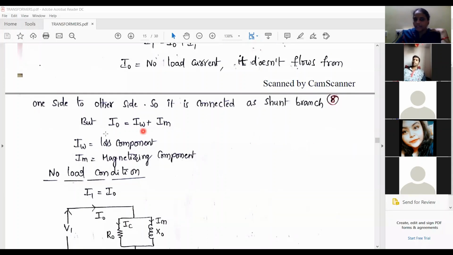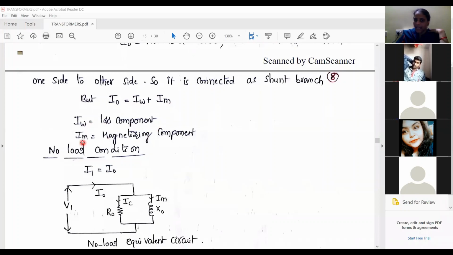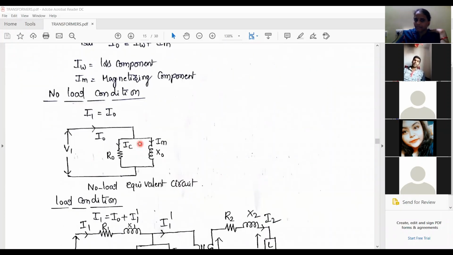So we know what is I0? Working component plus magnetizing component. This we have studied when we were studying the ideal transformer. When connected to the load, what will happen? When not connected to the load, what will happen? I0 is a combination of IW and IM. IW is a loss component, the working component. IM is a magnetizing component. Is it clear?